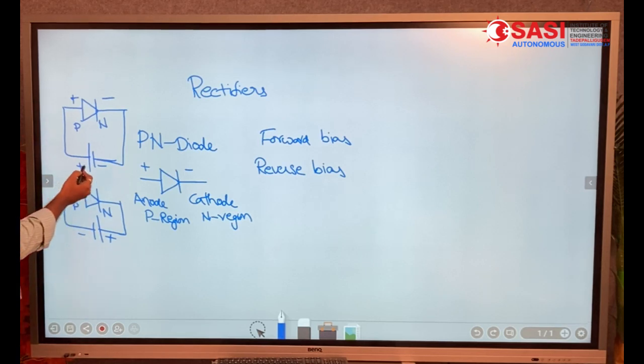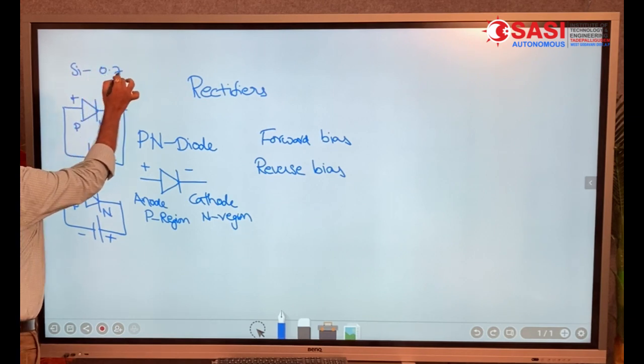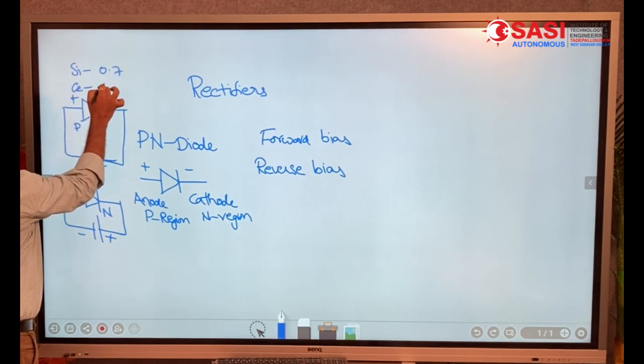What happens to the diode in the forward bias condition and in the reverse bias condition? In the forward bias condition, the depletion layer width between the P region and N region decreases, hence the current flows through the diode after a certain voltage. That voltage is called the cut-in voltage, and the cut-in voltage for the silicon diode is 0.7 volts, and for germanium it is 0.3 volts.